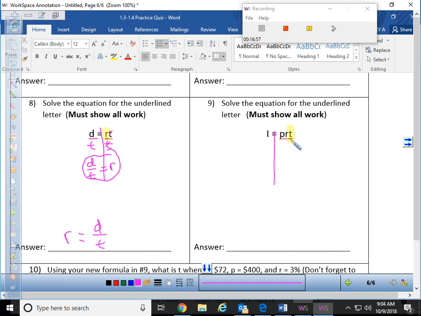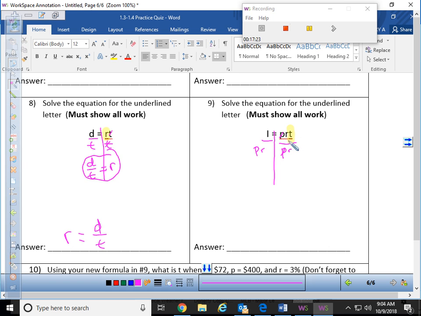Alright, now we want to get this t by itself. I equals PRT. Okay, so what's connected to the t? Well, p and r are connected to the t, and they're connected by multiplication. Well, that's easy. What's the inverse of multiplication? The inverse of multiplication is division. So I'm going to divide both sides by p and r. I'm going to divide both sides by pr.